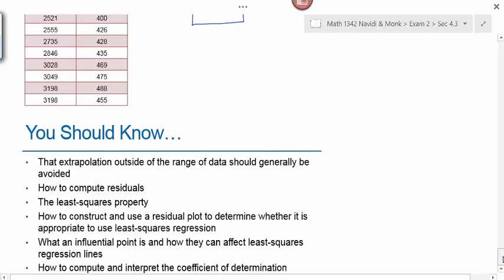You should know that extrapolation outside of the range of data should generally be avoided. Usually you only want to predict variables within the range of the given data. We will calculate the residuals and the least squares regression line and the R squared on our calculator. And if we have an influential point, we need to run our data both with and without that influential point included, and then report the results of both. And the coefficient of determination here is the R squared that we get when we run our linear regression analysis. And this wraps up section 4.3.